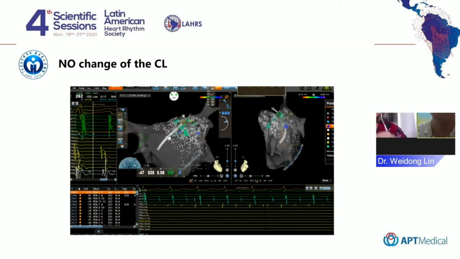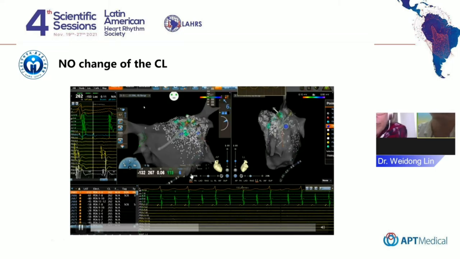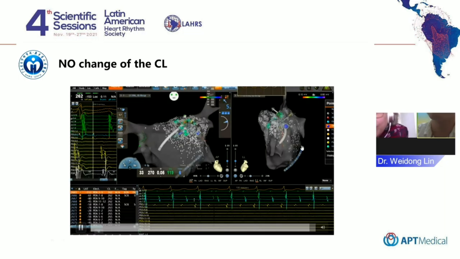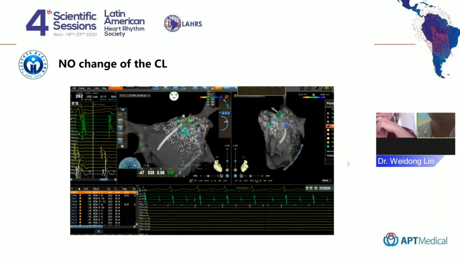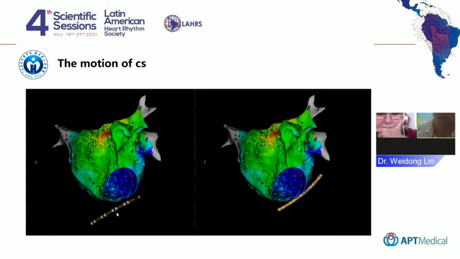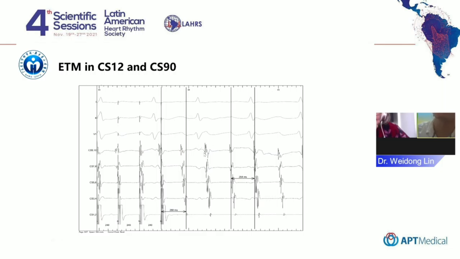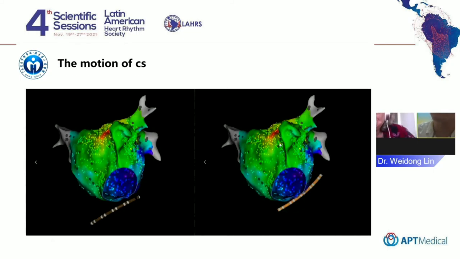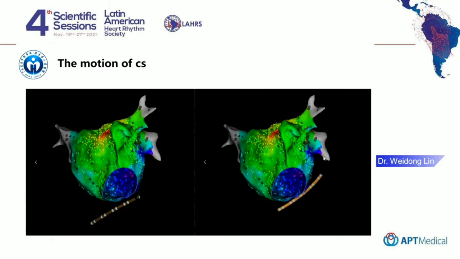So what's the problem, and what's the mechanism of this kind of tachycardia? At that time, we also saw that the coronary sinus catheter was a little bit pulled out, so we put it in the standard position. This is the coronary sinus before, and then after we repositioned the catheter. We can see the coronary sinus activation is now from proximal to distal, which means the activation may be from here to here.